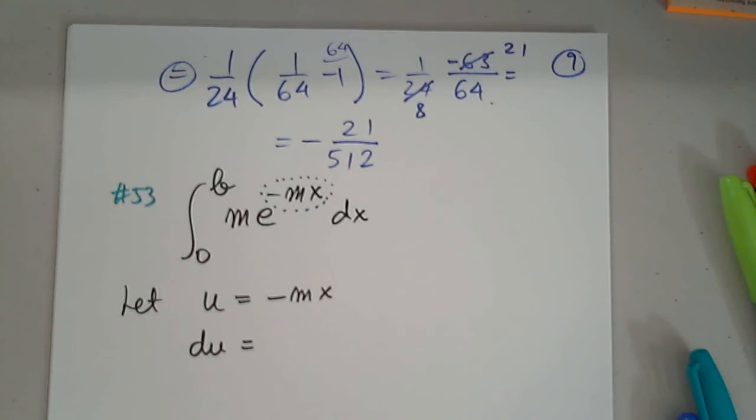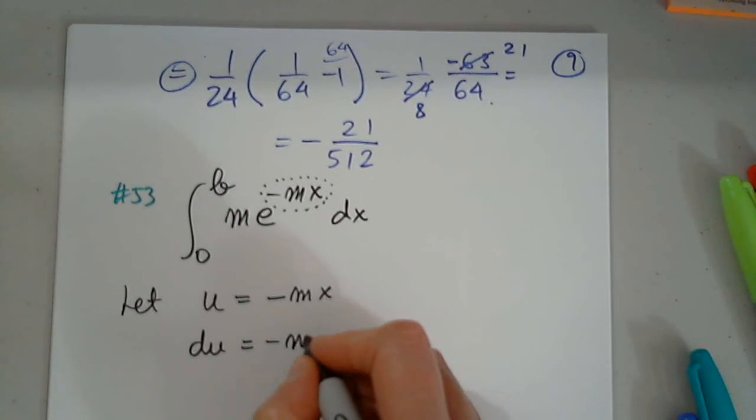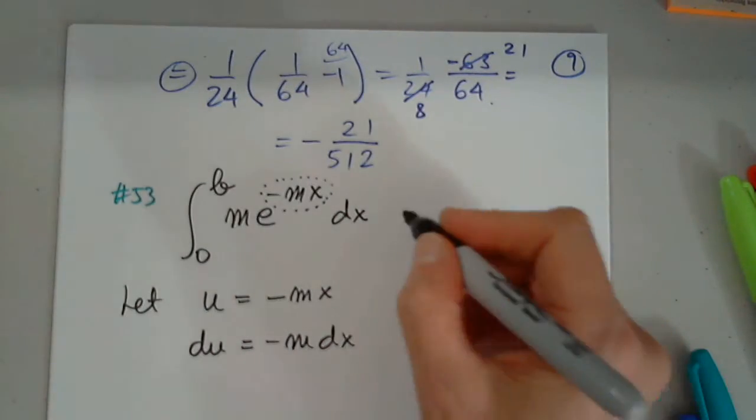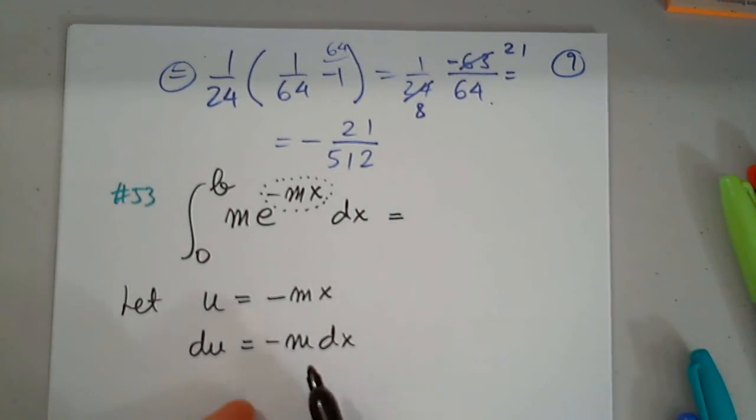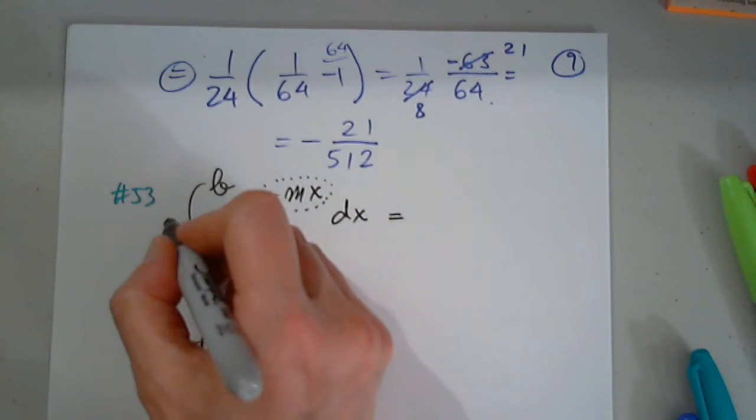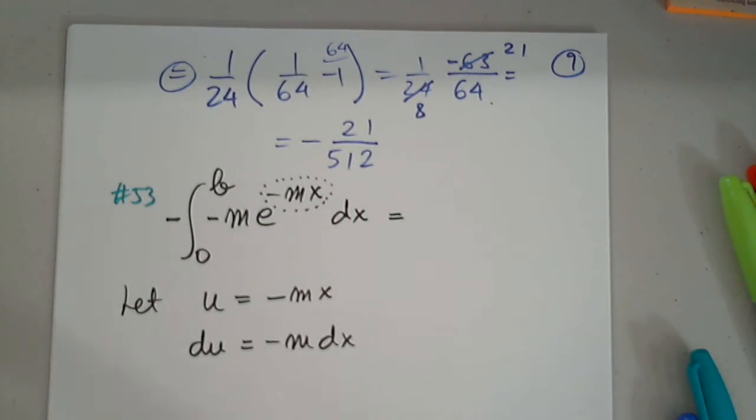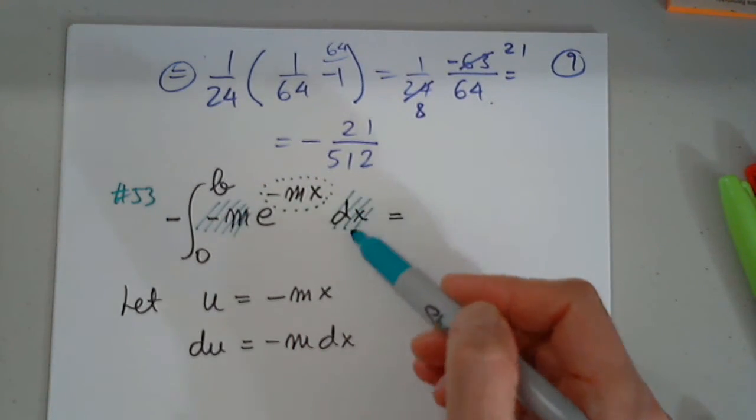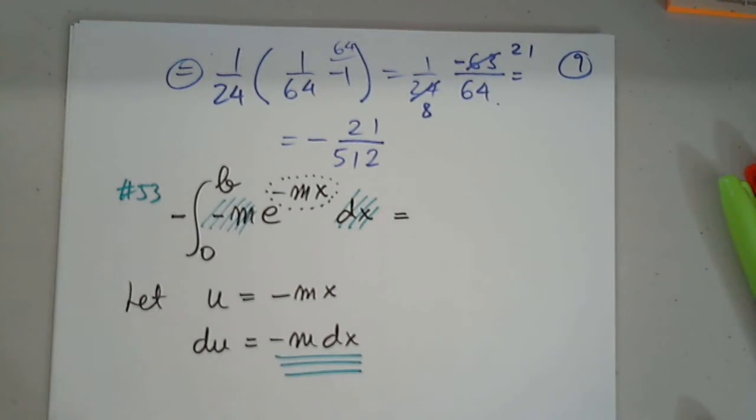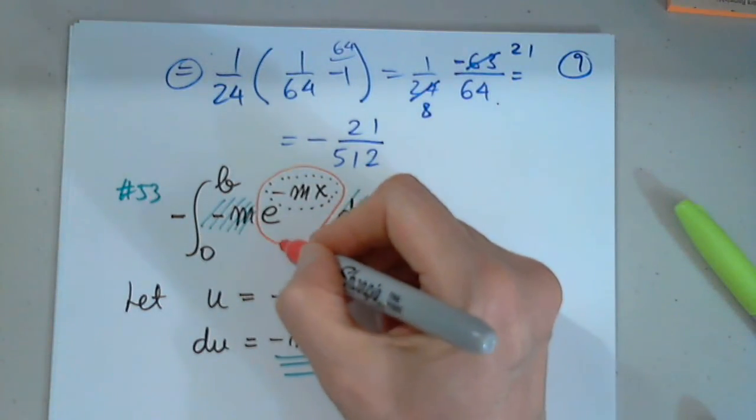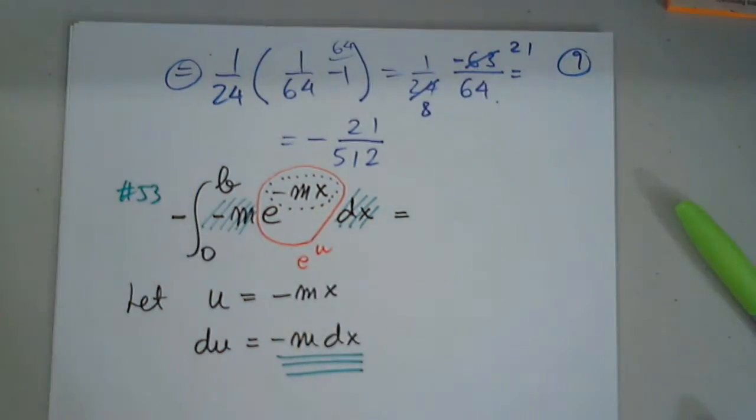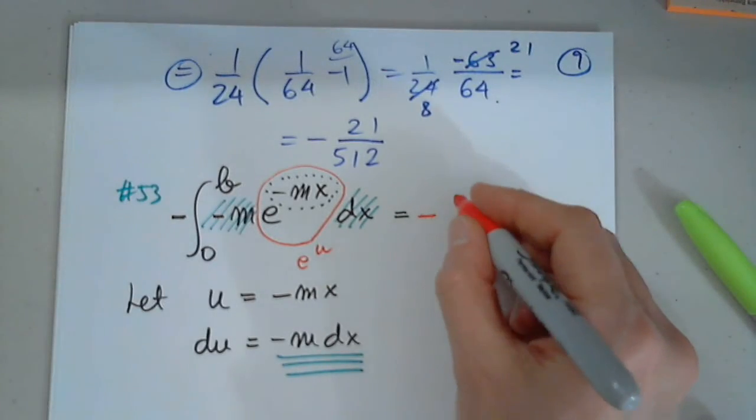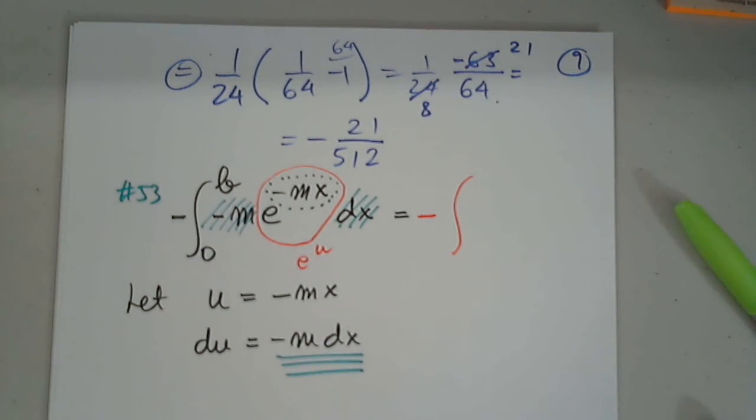So, can anyone give us du? Negative m dx, of course. Thank you very much. Awesome, Amanda. Good. So I don't have to do anything. The x is here, m is here. I just need to multiply by negative 1 twice. Not a problem. So this is this, and this is e to the u. Nice. Negative in front, and now, do not copy the limits of integration.